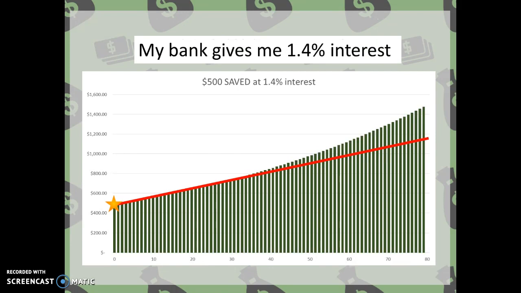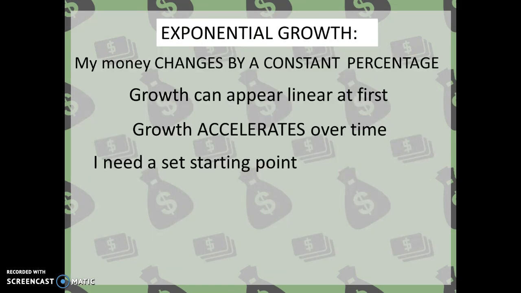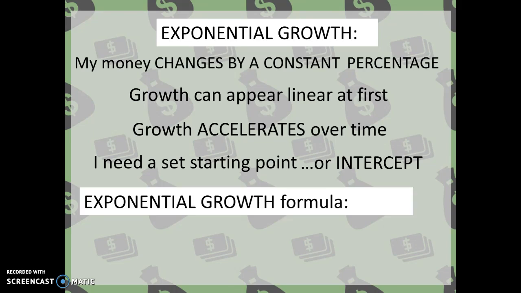The next thing to understand is, look at this. Going back to the beginning, I started with $500. That's critical. If we're talking about hourly wages, the very first example, you start at 0. You don't work, you don't get money. For exponential growth, you need to have a starting point because you can't take 1% of 0. Sometimes we call it an intercept. That's a mathematical term, but think of it as a starting point. If you have exponential growth, you need to have a starting amount of money.